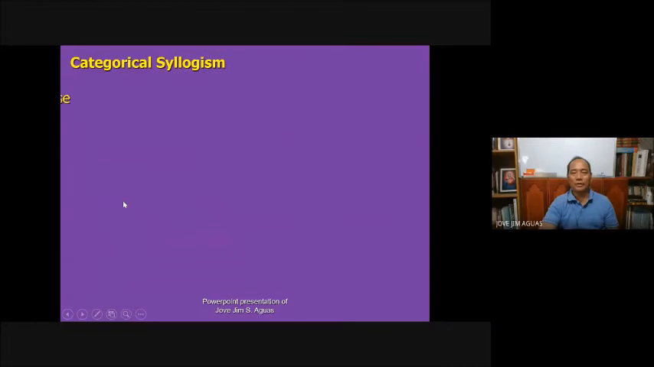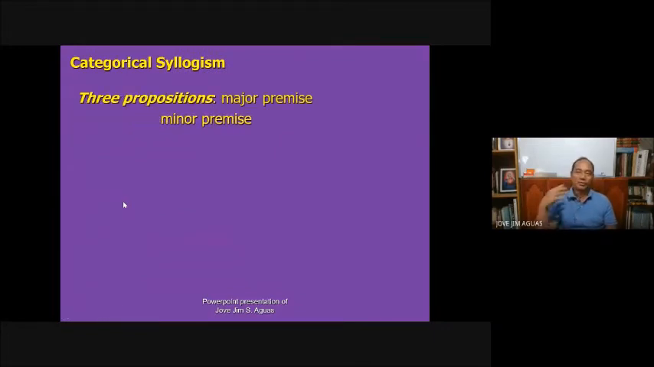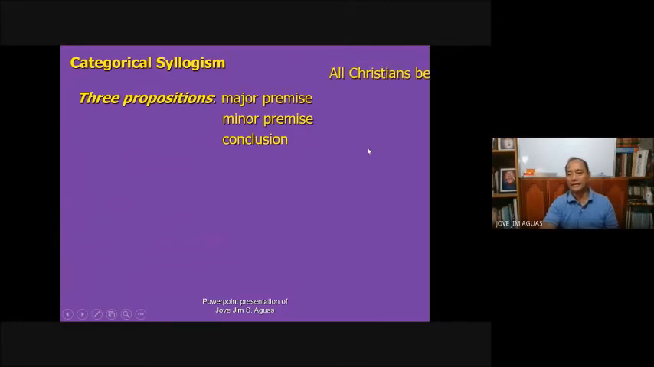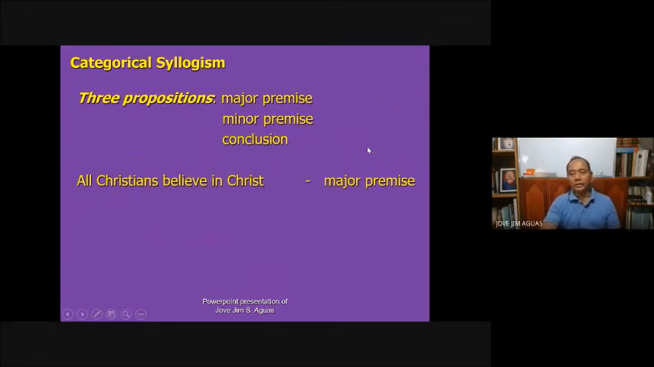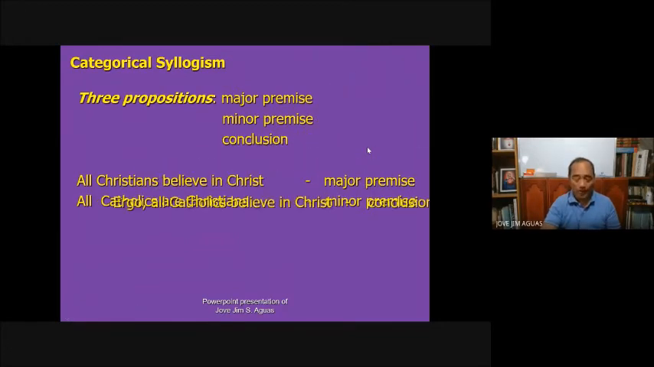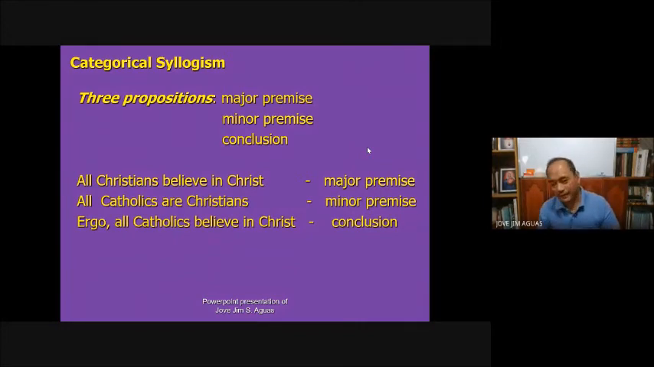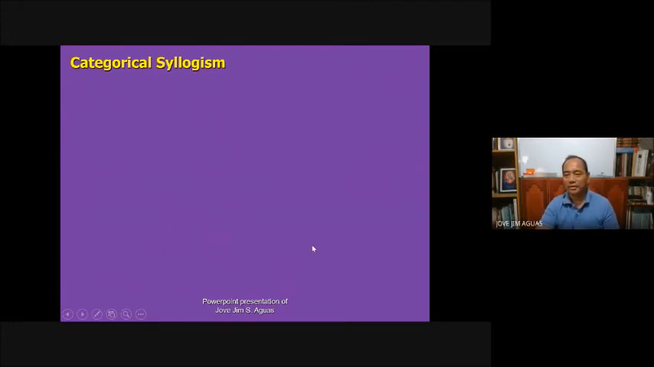Now let's focus now on the categorical syllogism. So basically, there are three propositions. The first two propositions are the premises. The first premise is called major. The second premise is minor. And then, of course, the conclusion. Okay, so here is an example. All Christians believe in Christ. All Catholics are Christians. Ergo, therefore, all Catholics believe in Christ. So the first is the major premise. The second, all Catholics are Christians, the minor premise. And the third, all Catholics believe in Christ, is the conclusion.